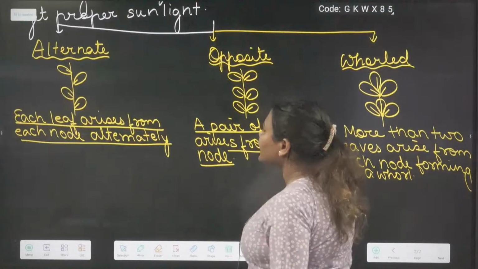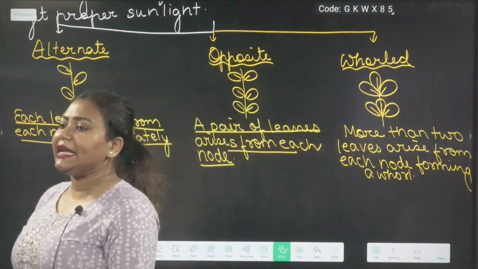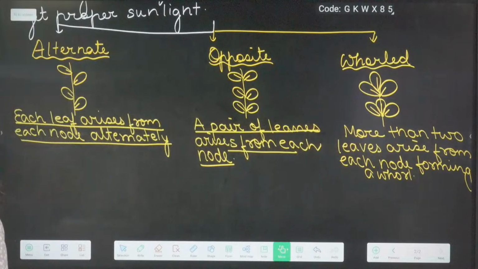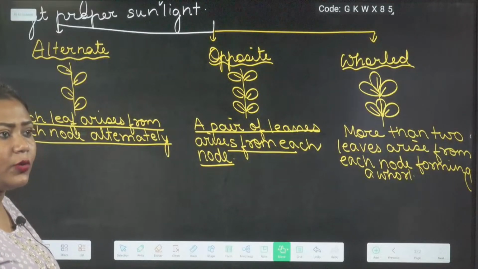When a single leaf arises alternately, it is known as alternate Phyllotaxy. When a pair of leaves arises from each node, it is known as opposite Phyllotaxy. When more than 2 leaves arise from each node, forming a whorl, it is known as whorled Phyllotaxy. Am I clear to everyone?